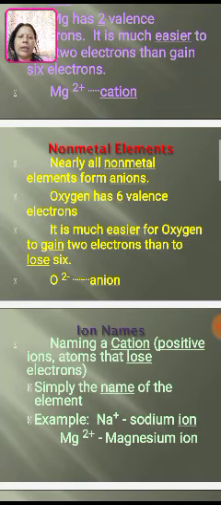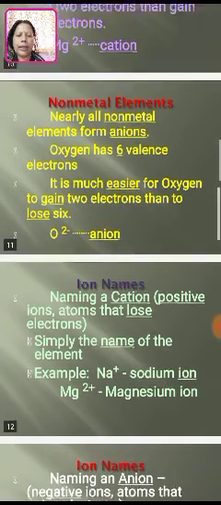Non-metal elements. Nearly all non-metal elements form anions. Oxygen has 6 valence electrons. It means in its outermost shell 6 electrons are there. It is much easier for oxygen to gain 2 electrons than to lose 6 electrons, and therefore oxygen carries a 2 negative charge, that is the anion.